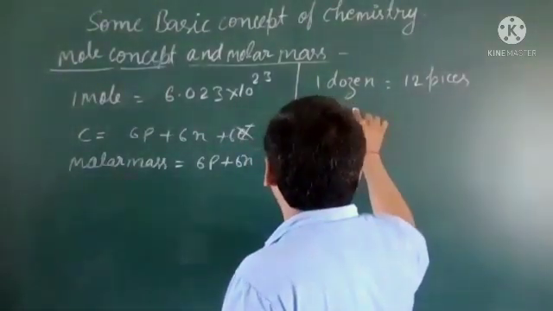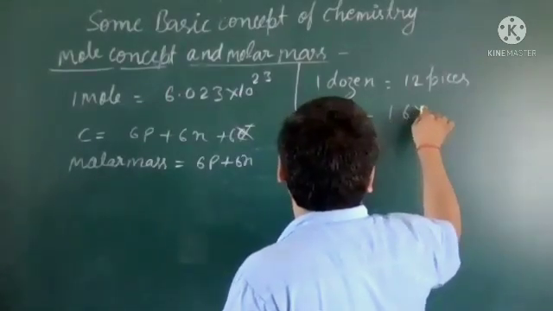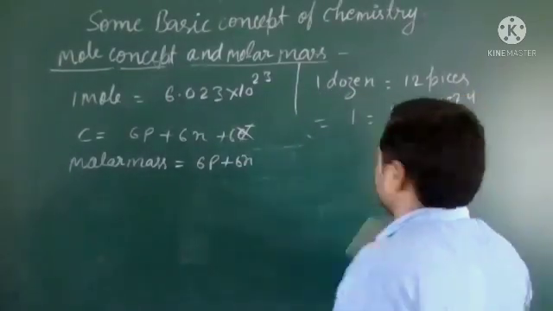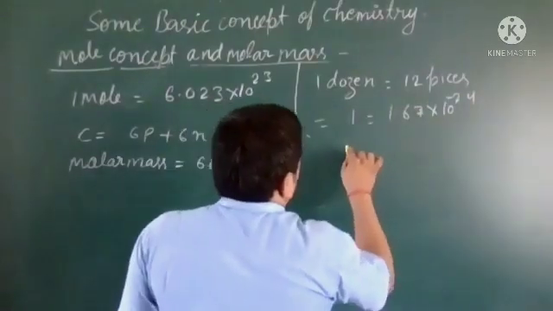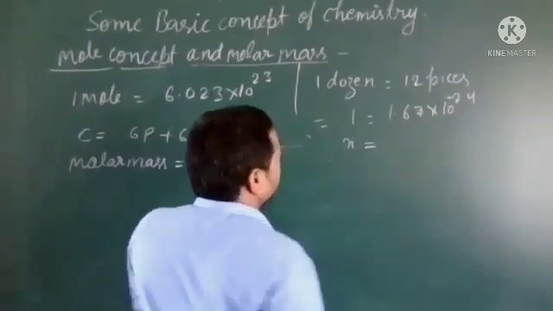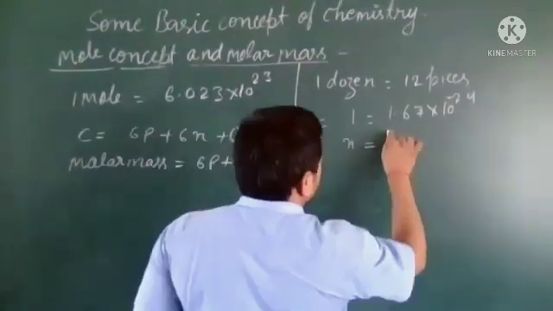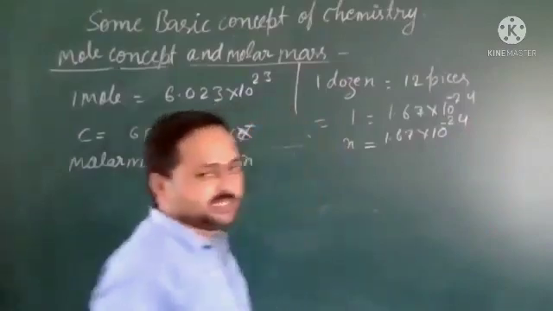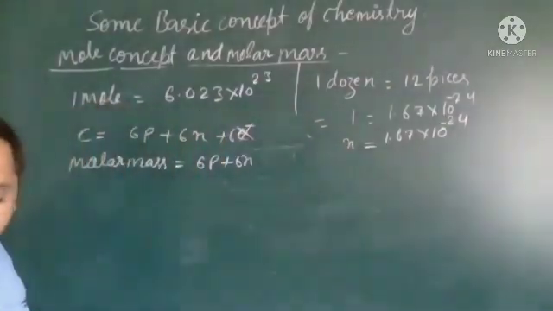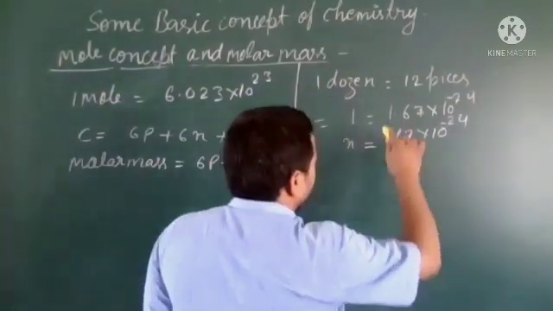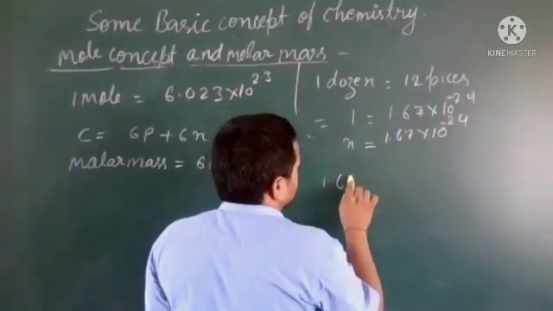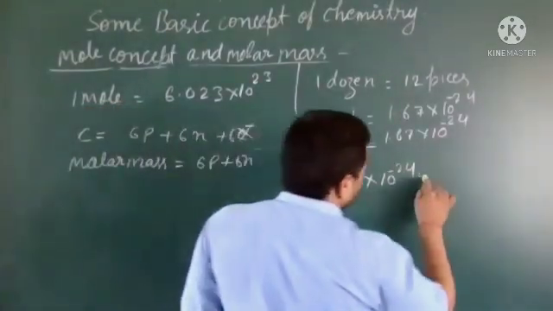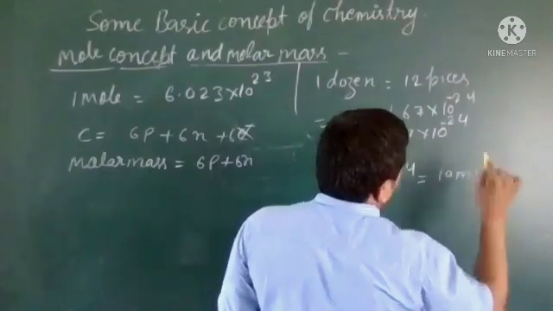And what is the value of one proton? One proton equals 1.67 × 10^-24. One neutron's value is also approximately, not exact, but we are taking it approximately, 1.67 × 10^-24. Now, we have already discussed that 1.67 × 10^-24 is equal to 1 AMU. Do you remember it?